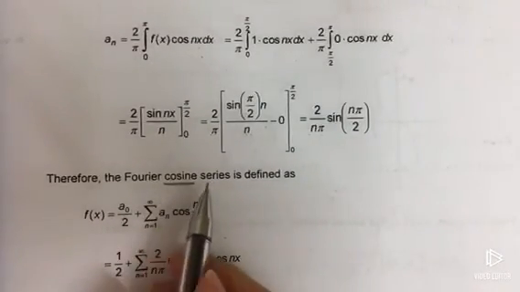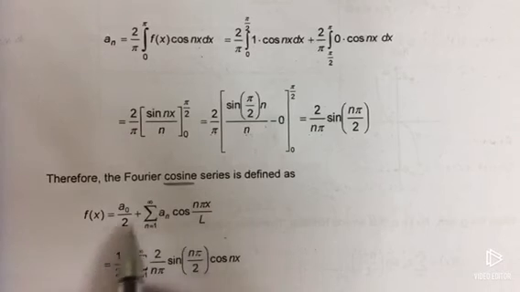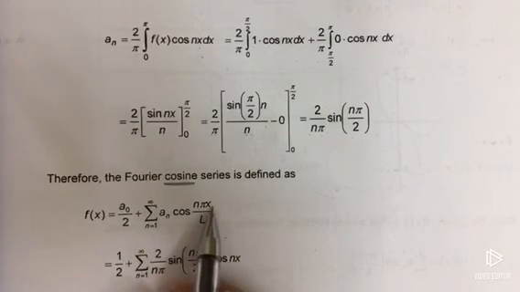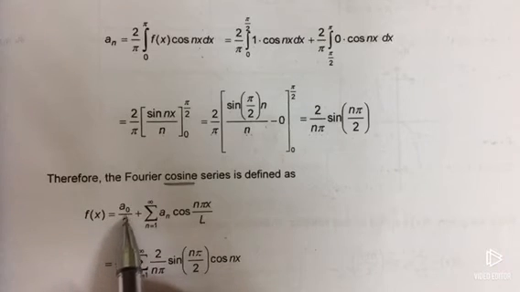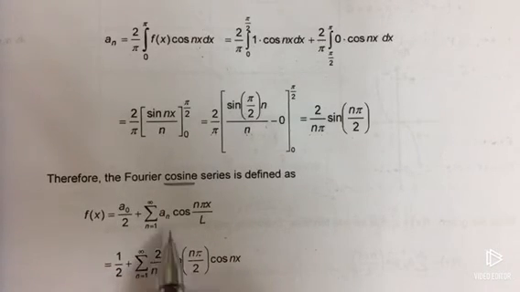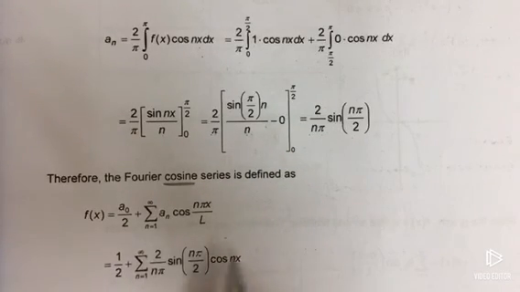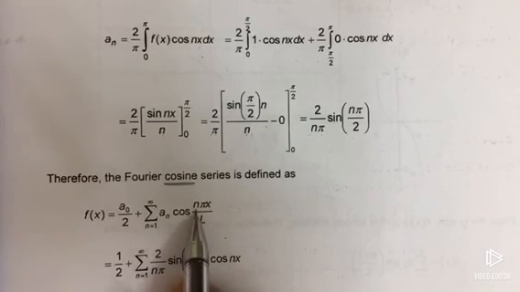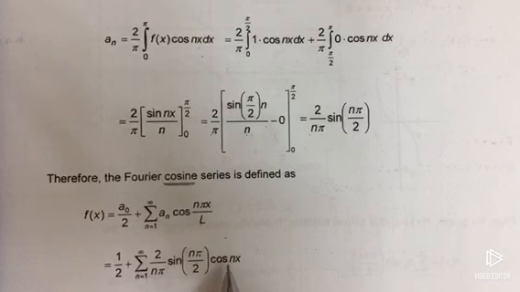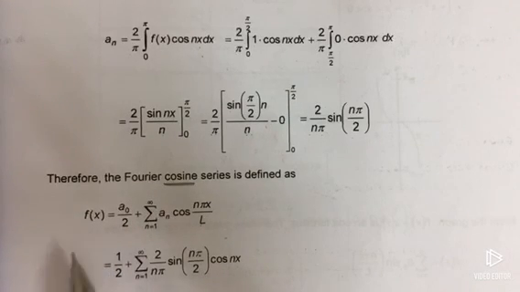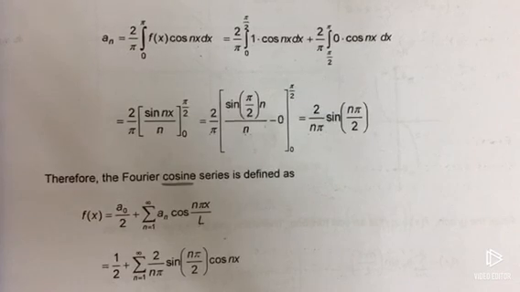Then substitute into the Fourier cosine series. f(x) equals A0 over 2 plus summation n equals 1 to infinity An cos n pi x over L. A0 we get equal to 1, substitute 1. An we get 2 over n pi sin n pi over 2, so substitute here. Cos n pi x over pi, cancel out pi, so we get cos nx. So this is the final answer for the Fourier cosine series for the function f(x) equal to 0, 1, 0.